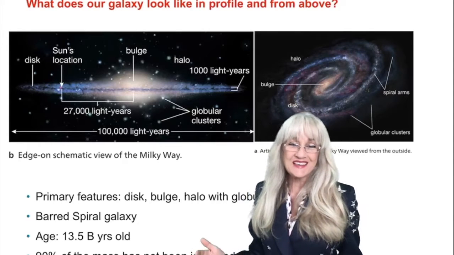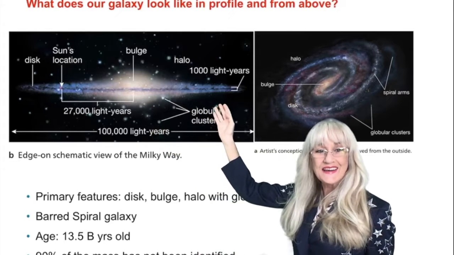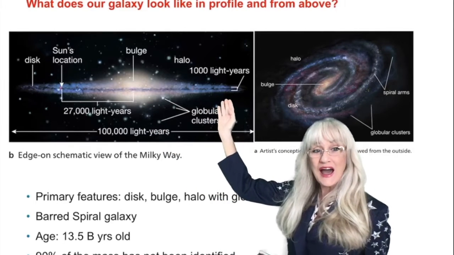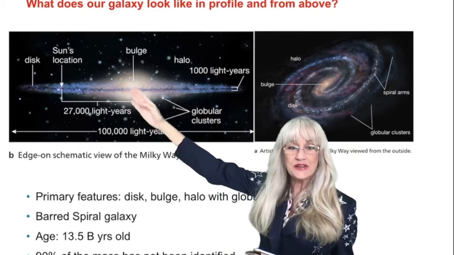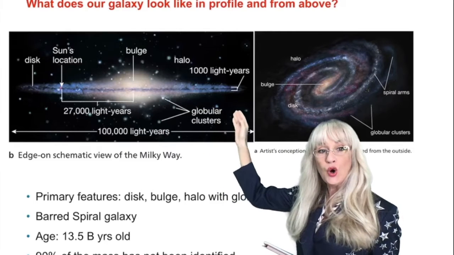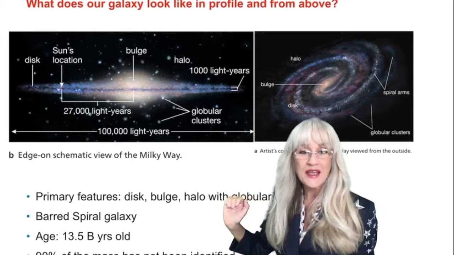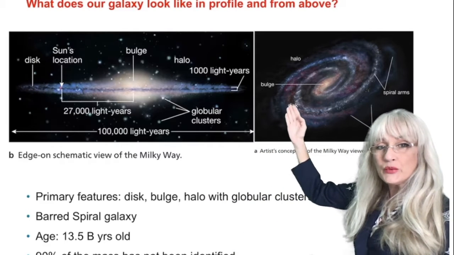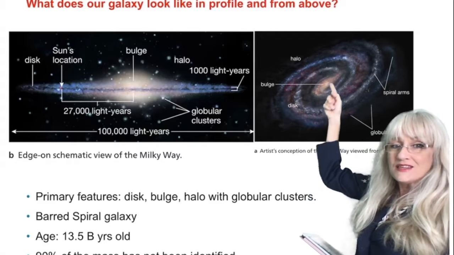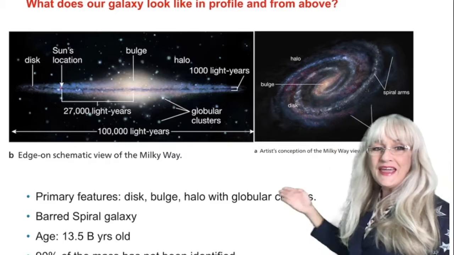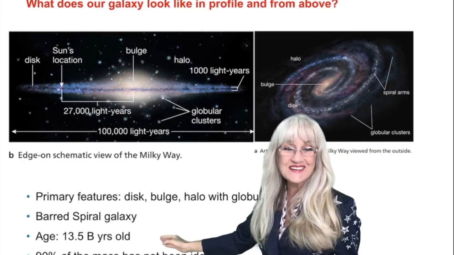Our Milky Way galaxy in profile looks like a UFO or a pancake. We identify three major areas: the galactic disk, the central region, and a halo all around the Milky Way with a globular star cluster. As seen from above, the Milky Way is a spiral galaxy with a bar of material cutting through its center. Age of the Milky Way galaxy, 13.5 billion years.